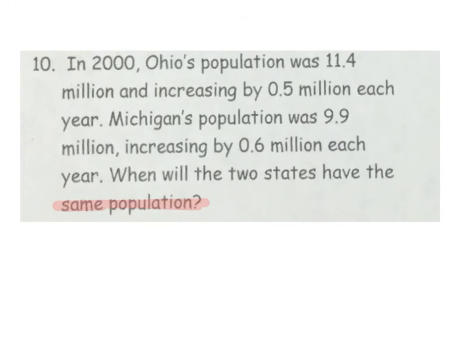Question number 10. In 2000, Ohio's population was 11.4 million and increasing by 0.5 million each year. Michigan's population was 9.9 million, increasing by 0.6 million each year. When will the 2 states have the same population?